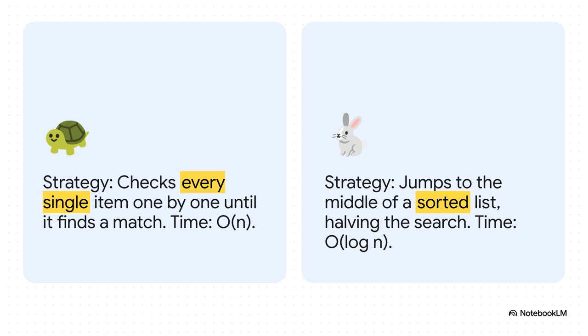By jumping to the middle and asking, is my item higher or lower, it chops the number of things to search in half with every single guess. This is the difference between O of n and O of log n, and it is massive. It's like flipping through a messy pile of papers versus looking up a name in a phone book.